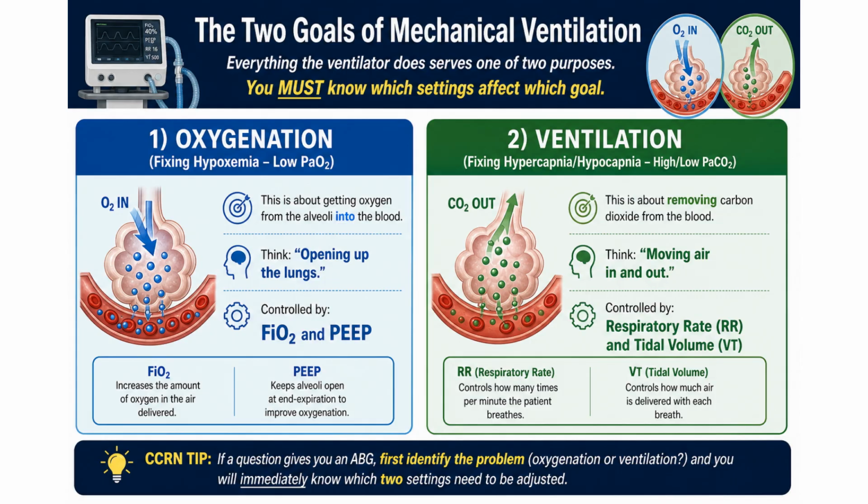Here's the key CCRN tip. When you get a question with an ABG, the first thing you should do is decide, is this an oxygen problem or a CO2 problem? That will immediately tell you which two settings you need to focus on.